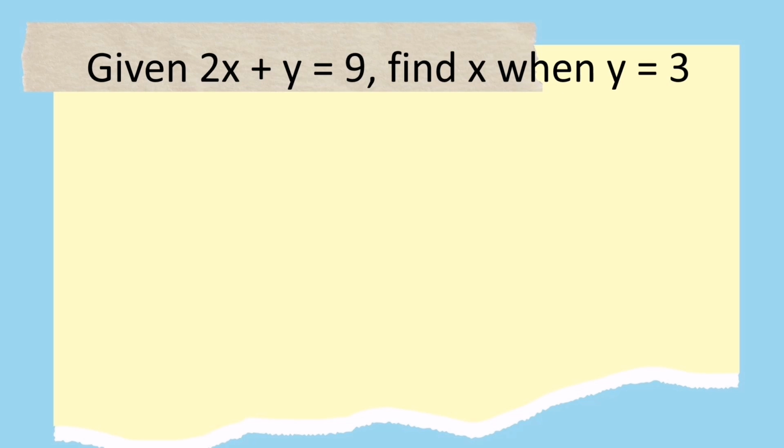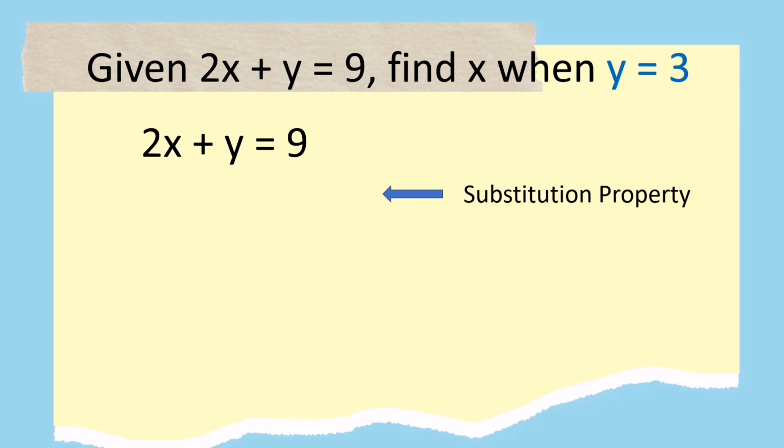Now, let's try this example. Given 2x plus y equals 9, find x when y equals 3. We have a linear equation 2x plus y equals 9. And as we can see in the given, the value of y is equal to 3. So, we can find the value of x by substituting it in the given equation, applying the substitution property of equality. So we have 2x plus 3 is equal to 9.